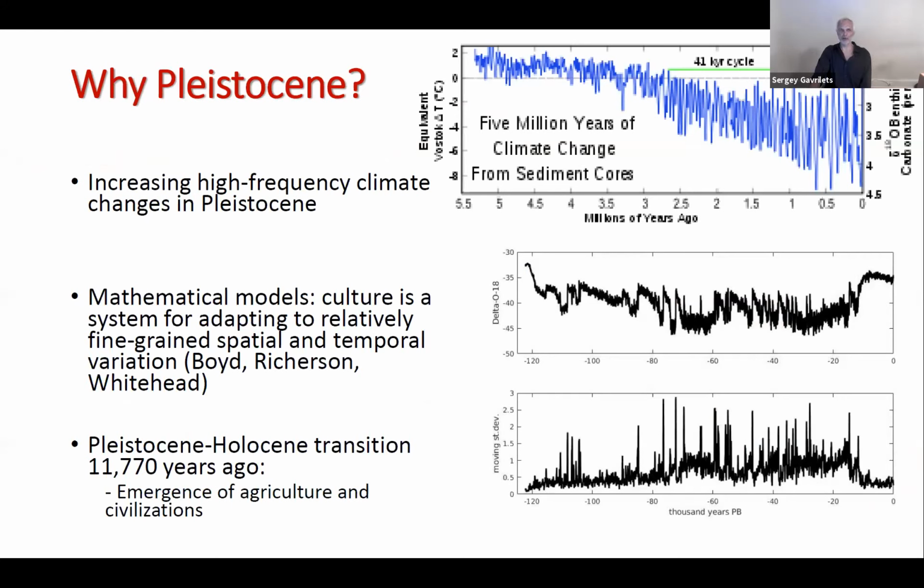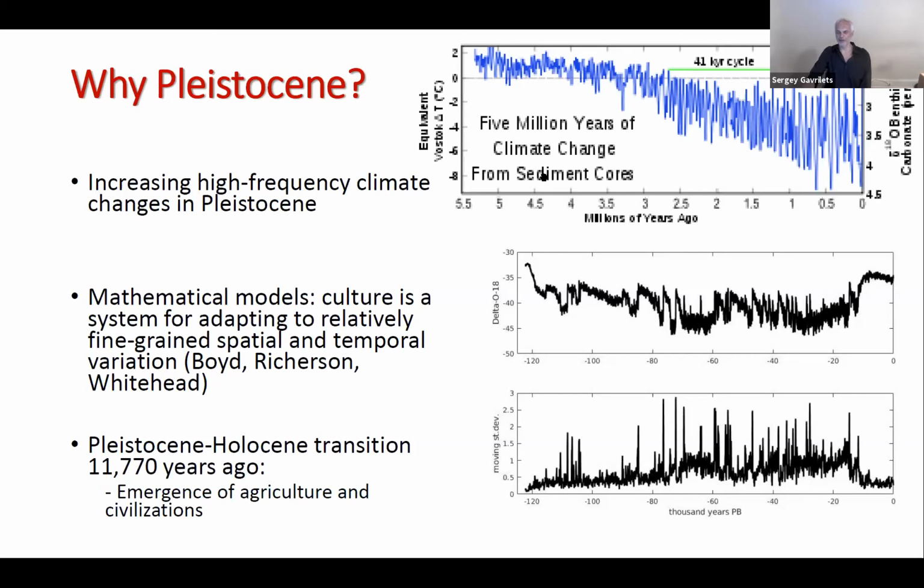Okay, so now we have established the ancestor, we established the selective forces, but we still want to know more. For example, why our species emerged when it emerged, and that means during the Pleistocene, during the last couple of million years. And over the last decade, and maybe a little longer, there is an increasing accumulation of information showing that the world where our ancestors lived was very specific. It was characterized by increasingly high-frequency fluctuations in temperature and in other environmental characteristics.